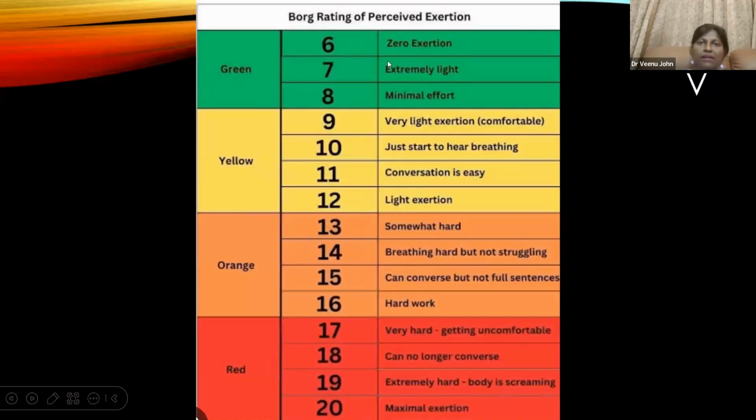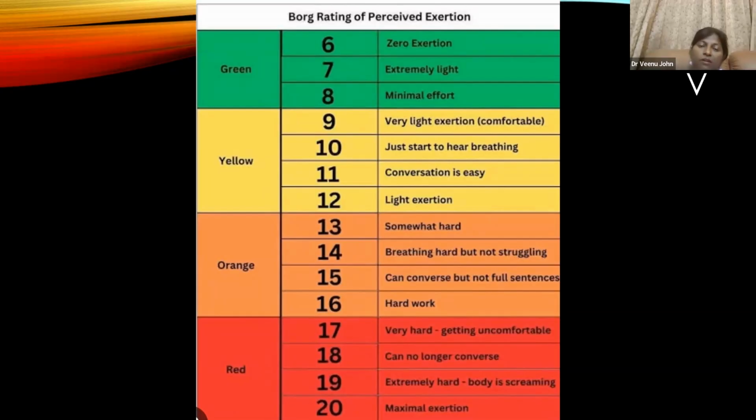So this is the Borg scale. Based on the level of exertion, most of the watches will ask whether you feel green, yellow, orange, or red. That is basically how you perceive the exertion to be. So if you hardly felt any exertion, then it is green. If you felt light exertion but you were able to still talk, then it is yellow. And orange is some breathing difficulty but you can converse to some extent. You can't complete a full sentence, then it's orange.